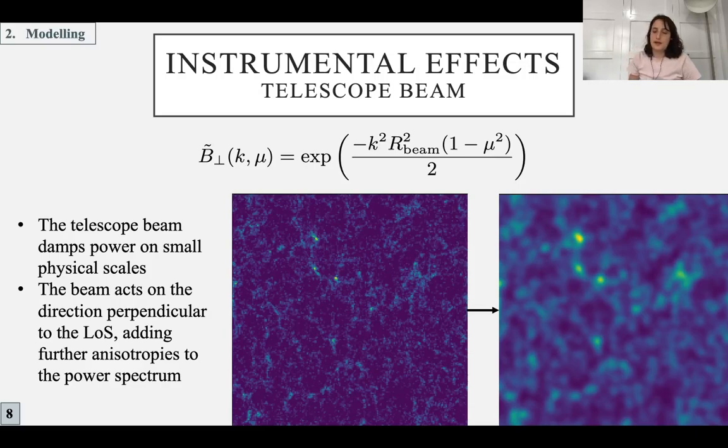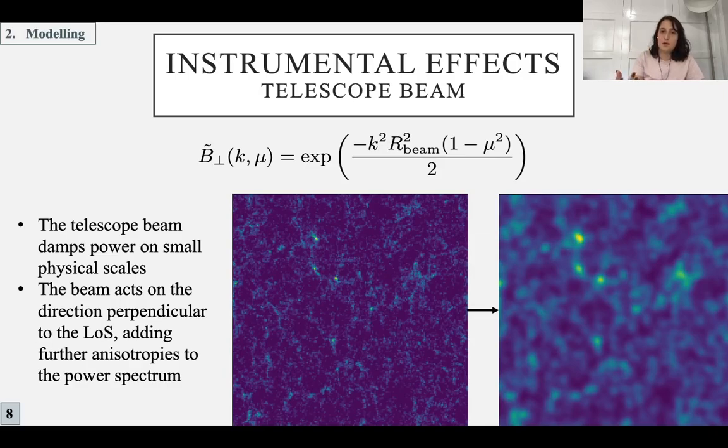The telescope beam actually determines the resolution of our survey. So we can't discern structure that is smaller than the telescope beam, meaning that anything smaller than the telescope beam is going to get damped. So the telescope beam damps power on small scales. Here you can see, for example, just an overdensity field without the telescope beam, and then with the telescope beam, you can see that you're really losing a lot of resolution.